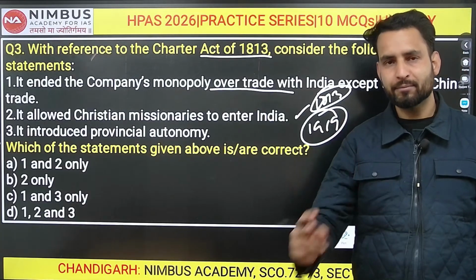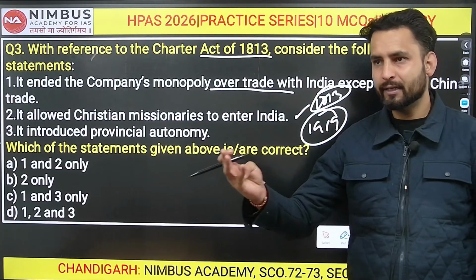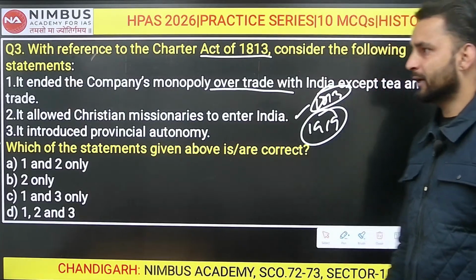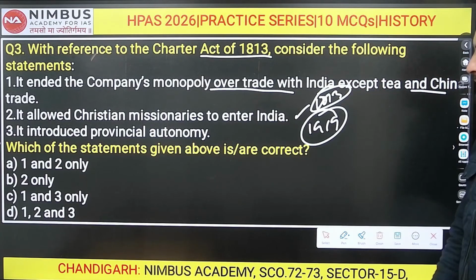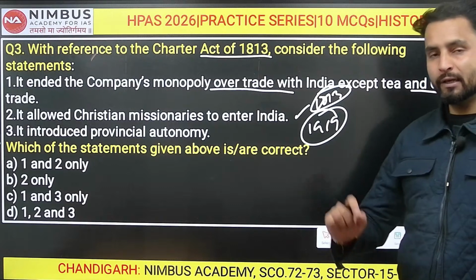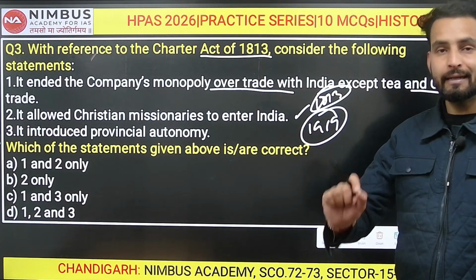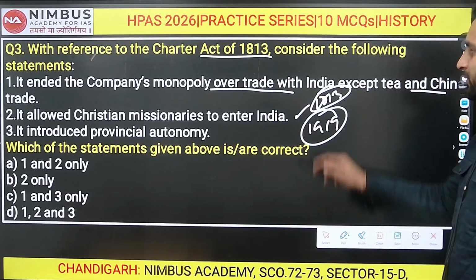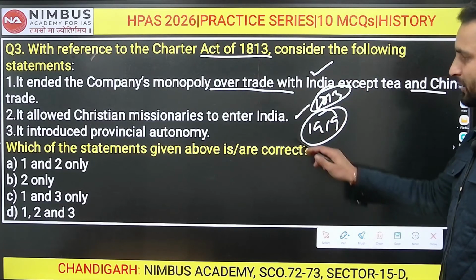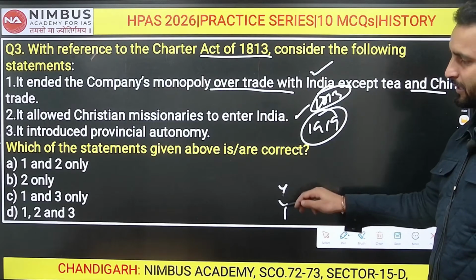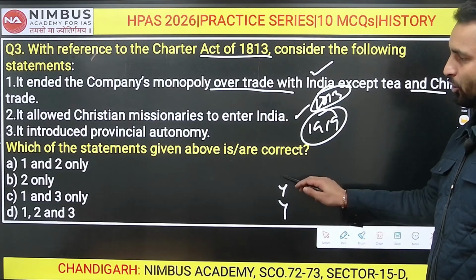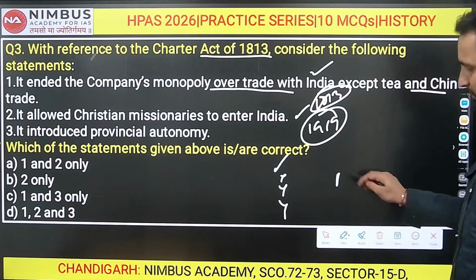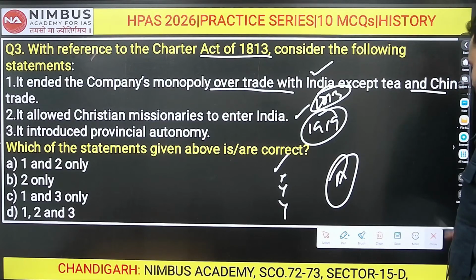There were two exceptions in it. One is your trade in tea and opium, and second one is trade with China. So East India Company solely was allowed to trade in tea and trade with China. Other than that, all other sectors of trade were open for everyone, right? So third statement we can eliminate from here. Option number D gets eliminated, C gets eliminated. Option number B definitely is not the right answer. Option number A for question number third is the correct answer.